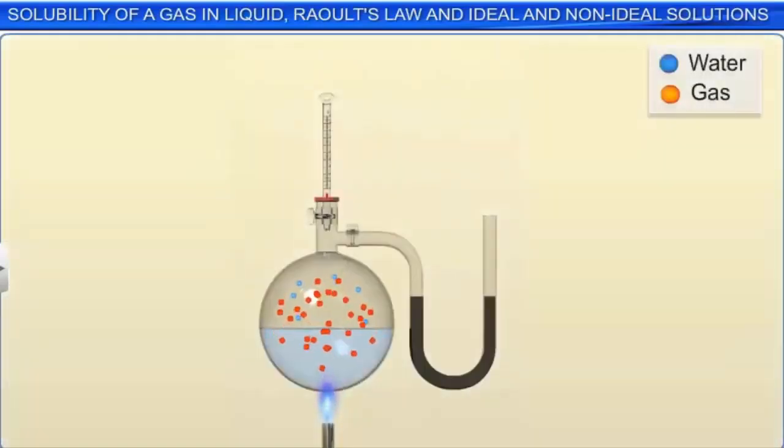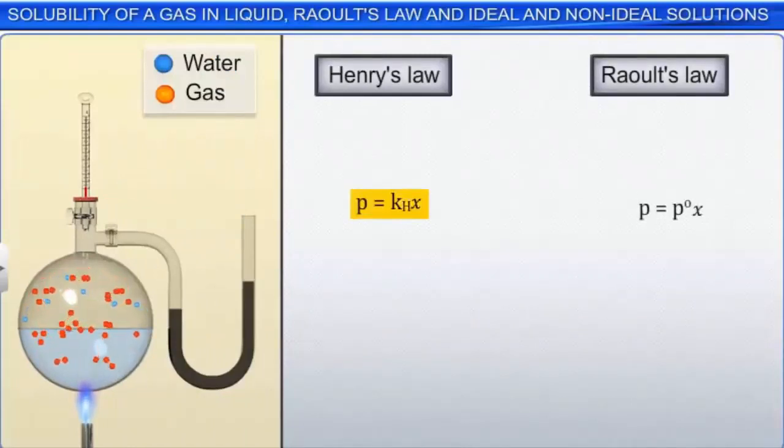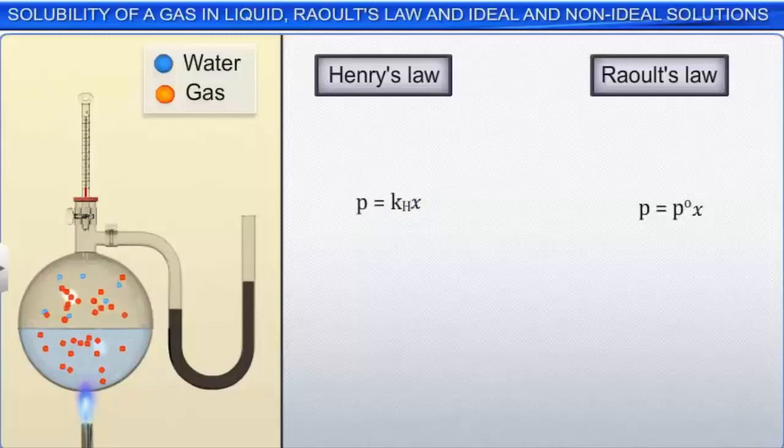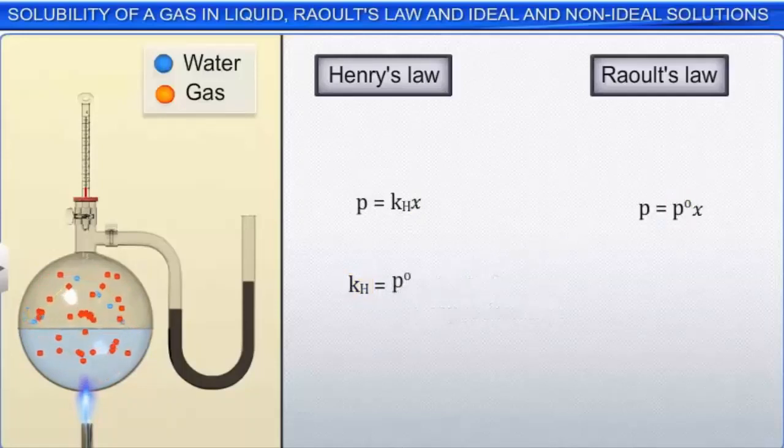Now, if one of the components in the binary solution is considered to be highly volatile, such that it exists as a gas, then, as you know, its solubility is given by Henry's law, P is equal to KH X. As can be seen from the equation, the partial pressure P of the highly volatile component or gas is directly proportional to the mole fraction X, and KH is the constant of proportionality which can be equated to P naught. In other words, we can say that Raoult's law is a special case of Henry's law.